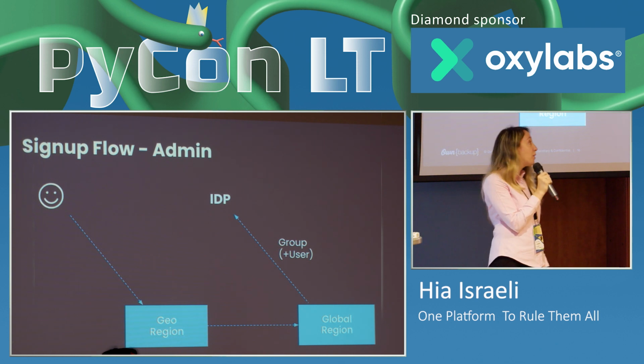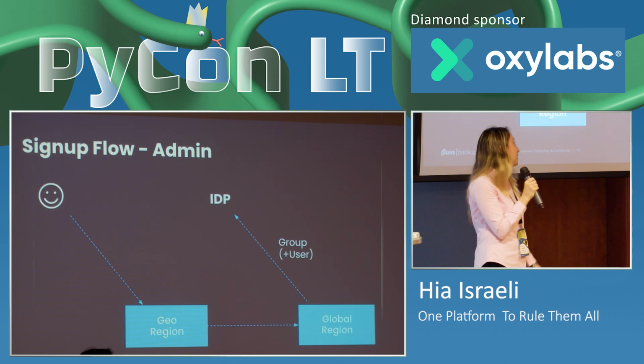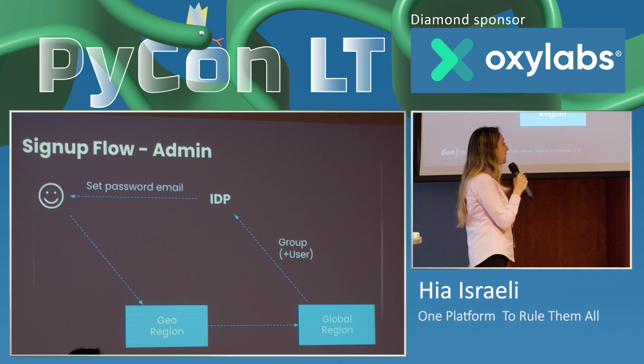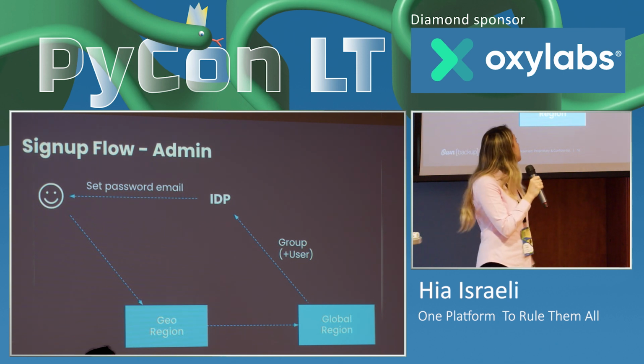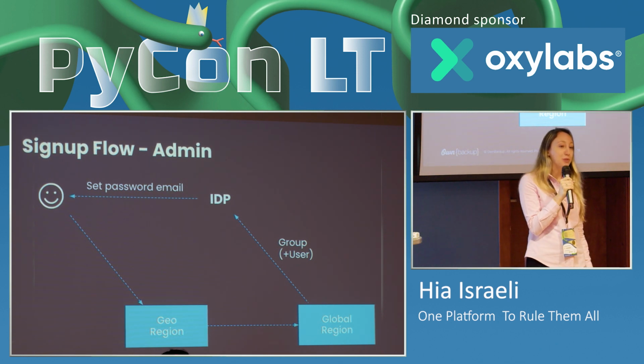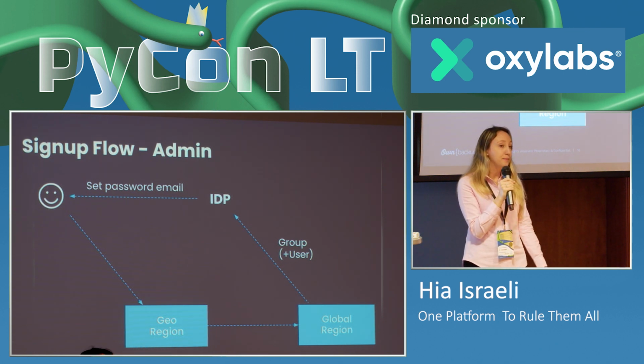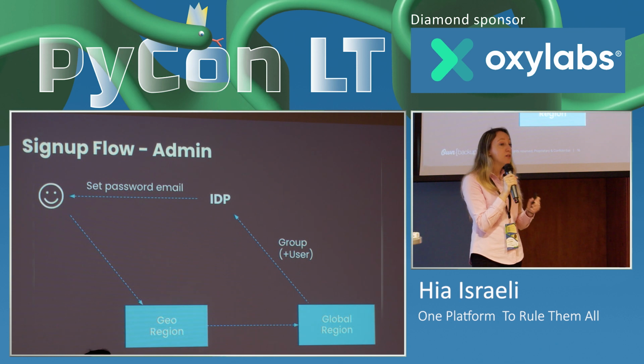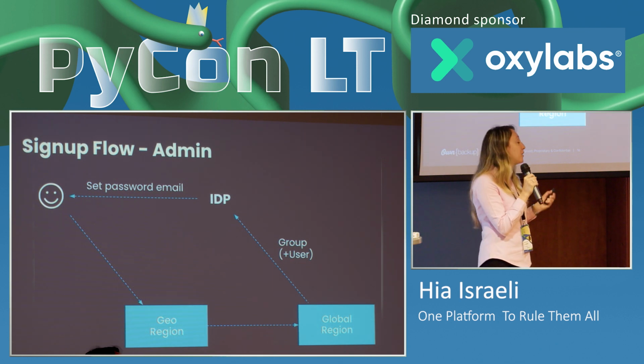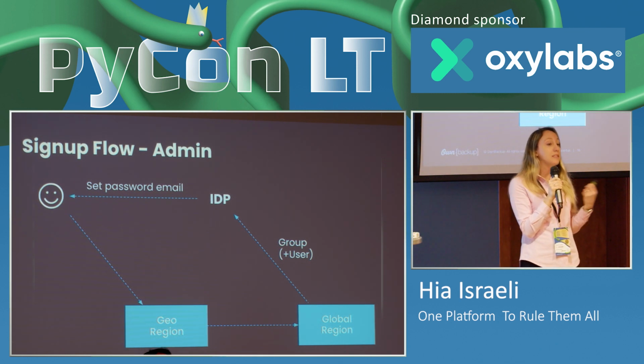A group is the equivalent of an account in the IDP's language. Then the IDP sends a set password email to the user. The user sets his password and it goes back to the IDP. So to clarify, the password doesn't go through our systems and we don't save it in our databases. This is much more secure.